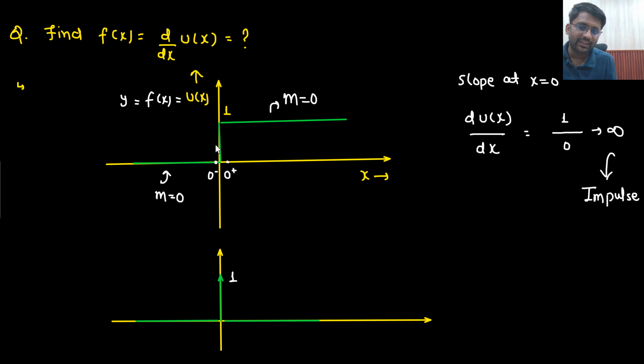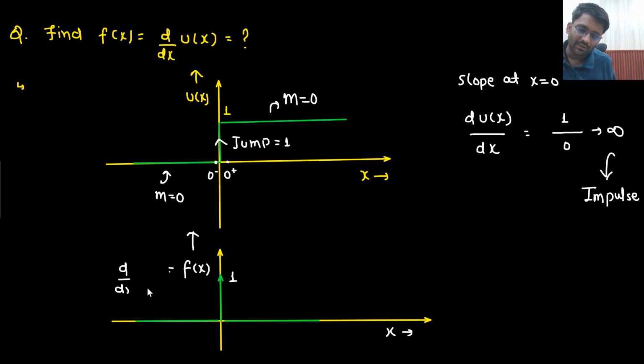So here how much jump is there? There is a jump of 1. So what will be the differentiation? That will be 1 only. Is that understandable to you? So this is the differentiation. The differentiation is not f(x), so let's not call it f(x). Is that clear to you? So this is your d by dx of u(x). So what did you understand? d by dx of u(x) is giving us delta x.